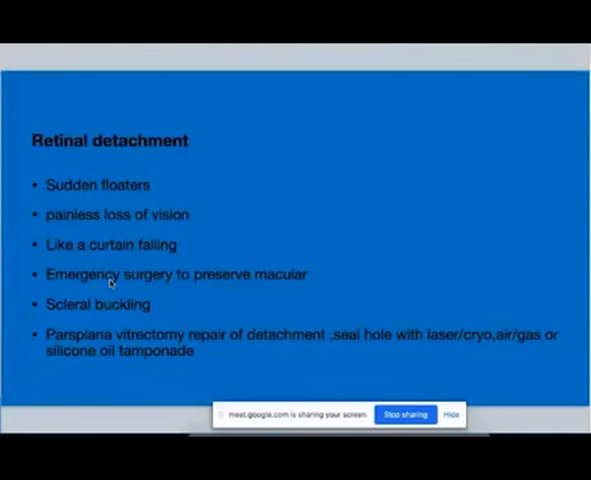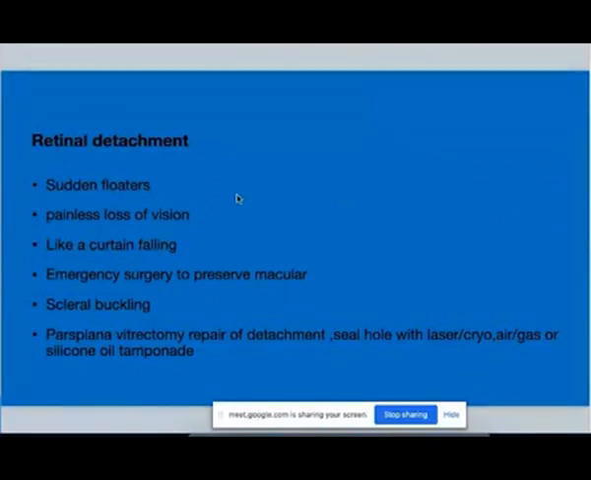Now coming to retinal detachment. Retinal detachment is a common pathology. We see this all the time. It can be spontaneous in very highly myopic patients, or in patients who've received a minor head trauma, or in older patients who have underlying retinal pathology.